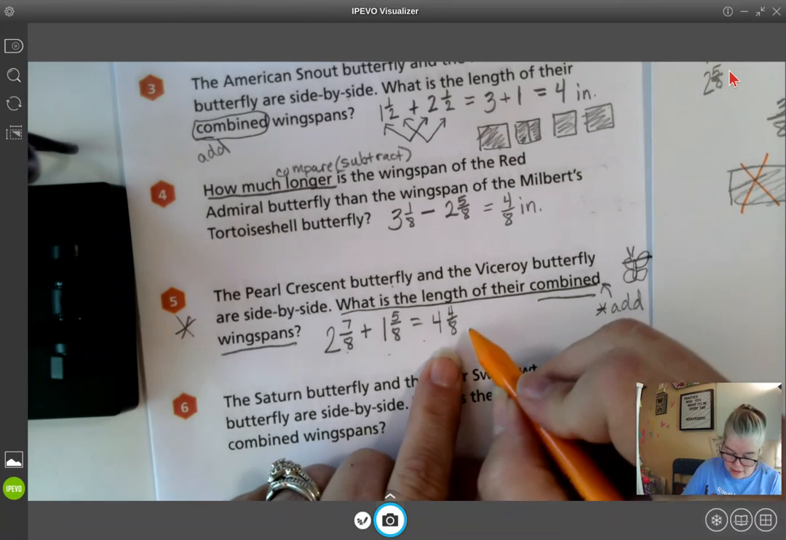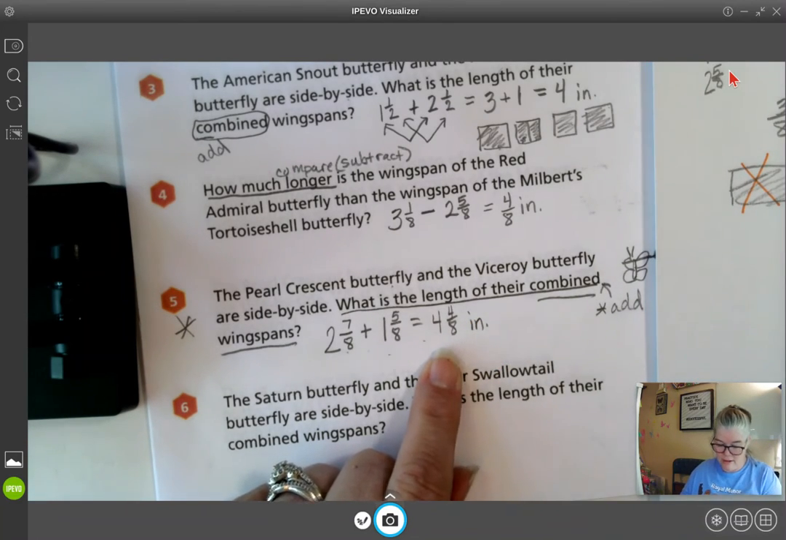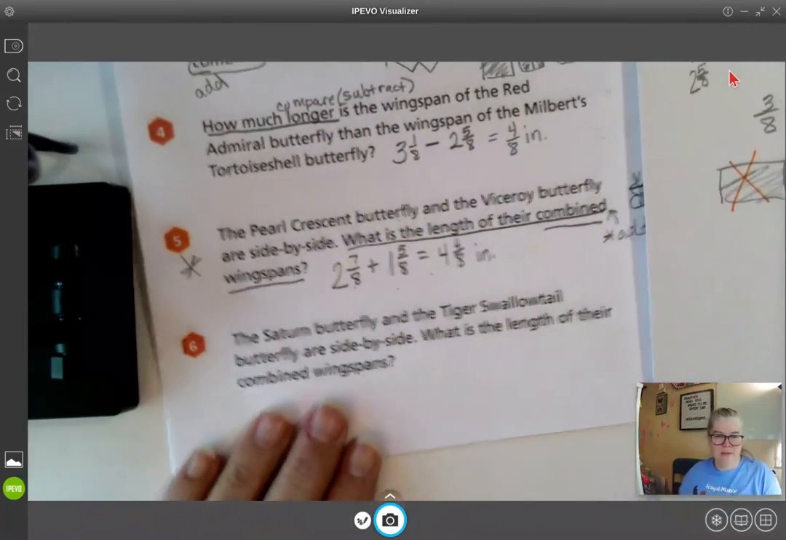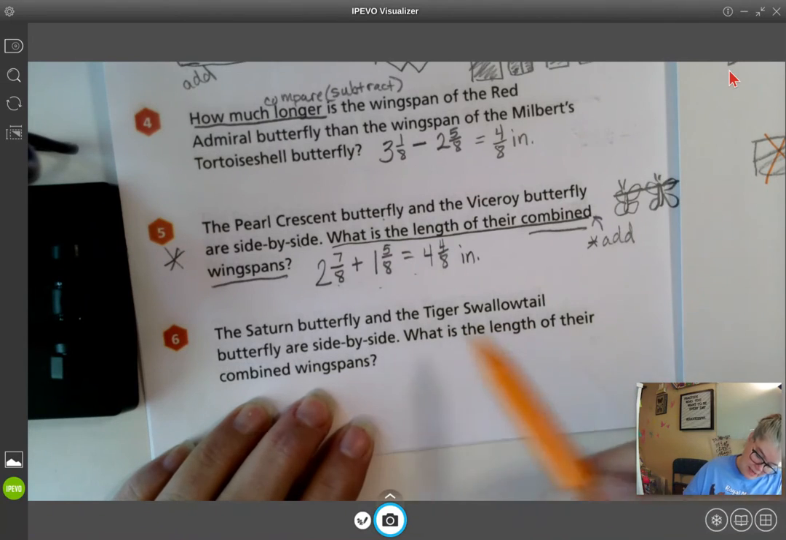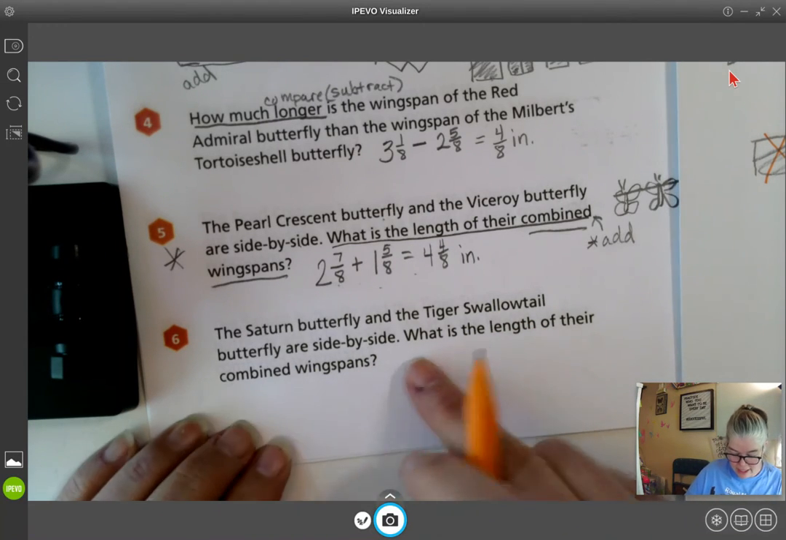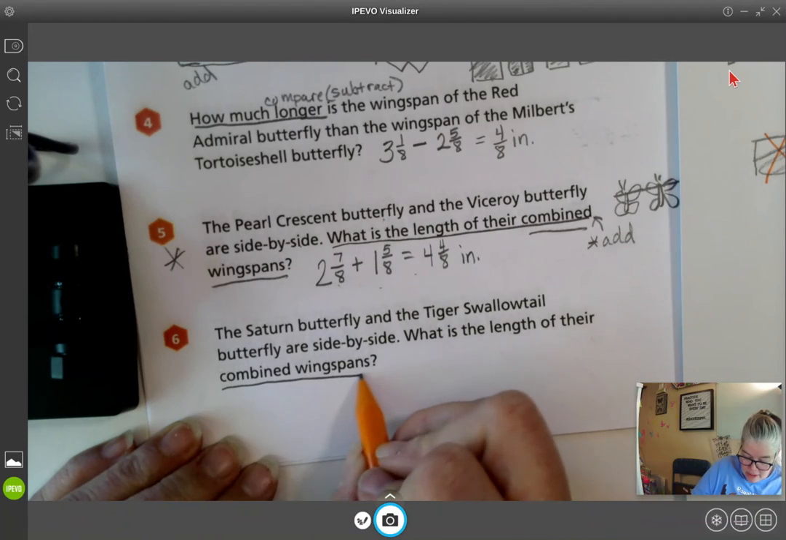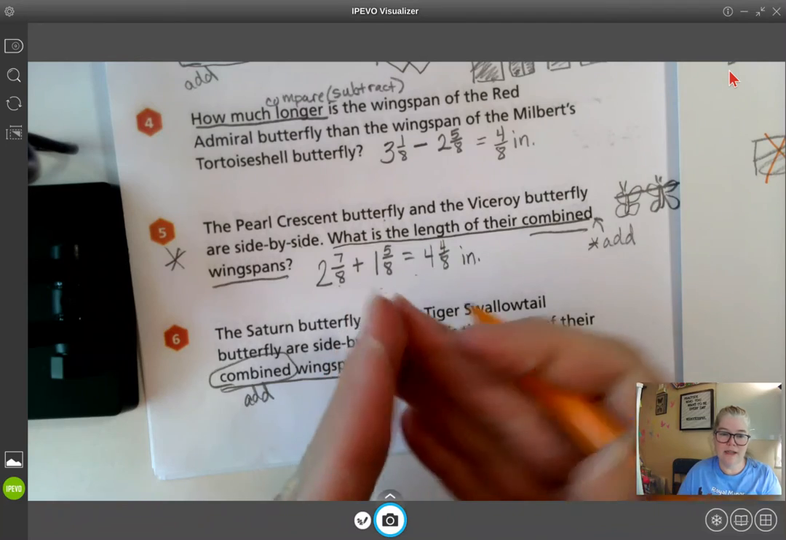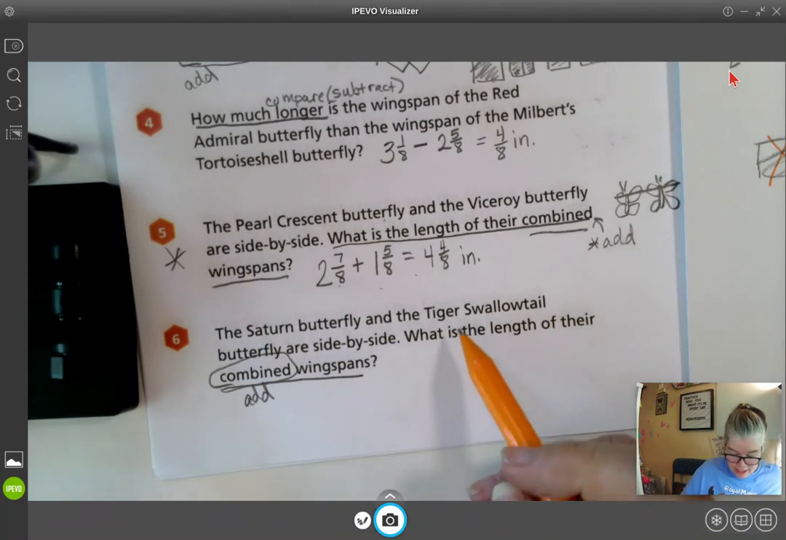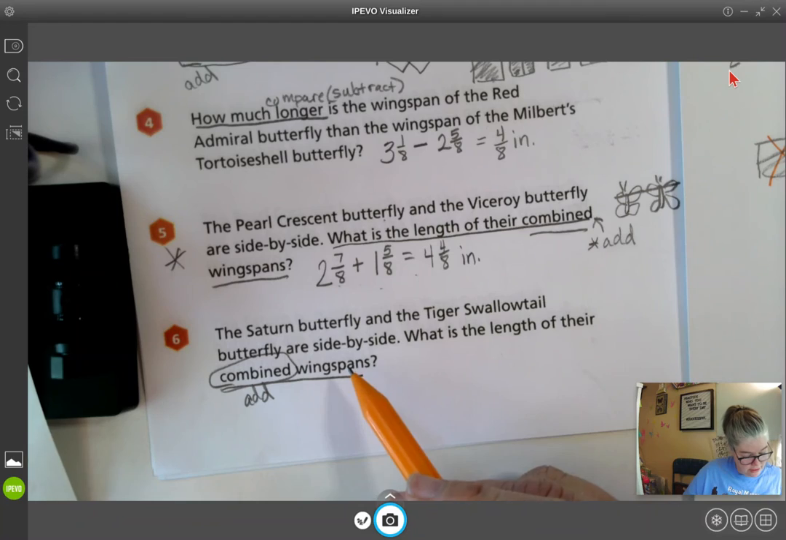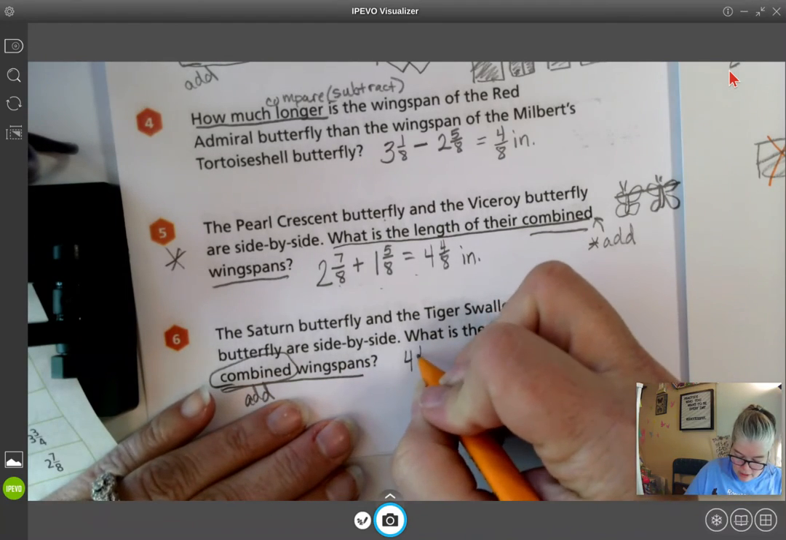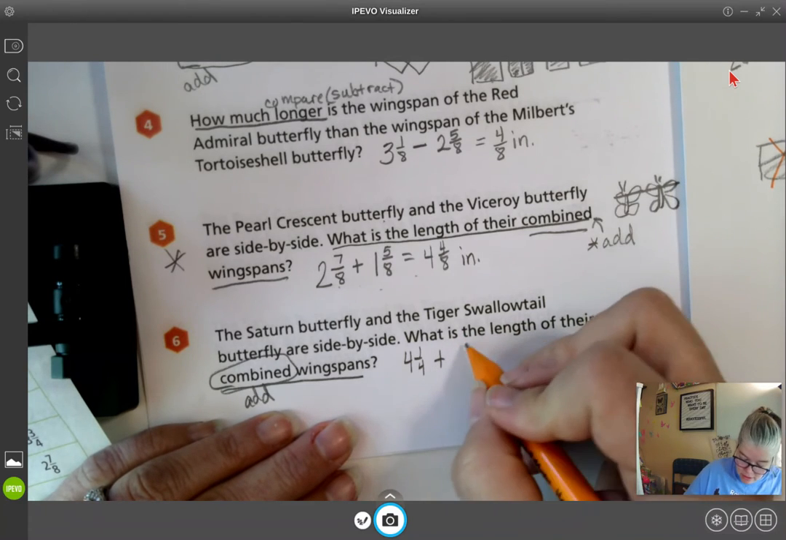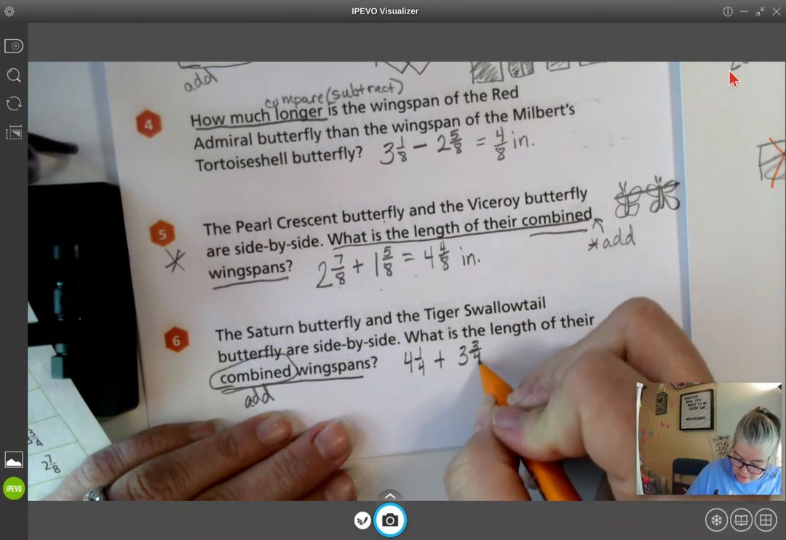We already did this answer. I'm going to add my label there. What is the length in inches of their combined wingspans? And then number 6. The Saturn butterfly and the tiger swallowtail butterfly are side by side. What is the length of their combined wingspans? Combined. That tells me I'm going to add. When I put things together, I add. So Saturn is 4 1/4 plus the tiger swallowtail is 3 3/4.